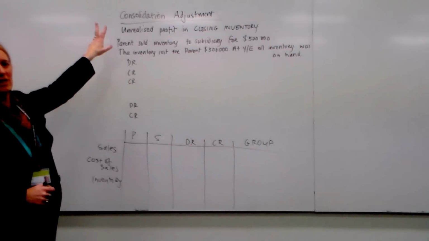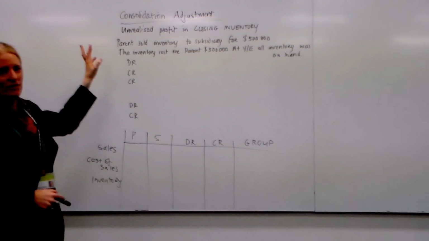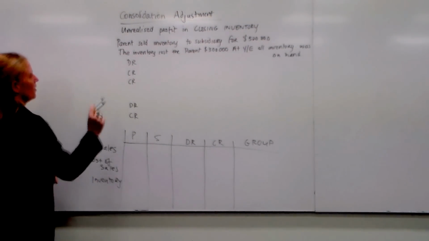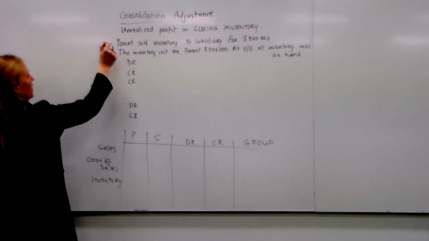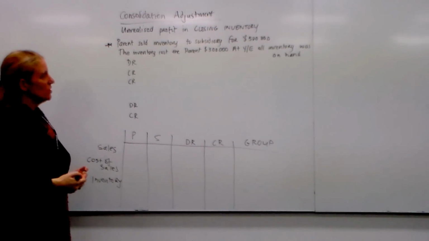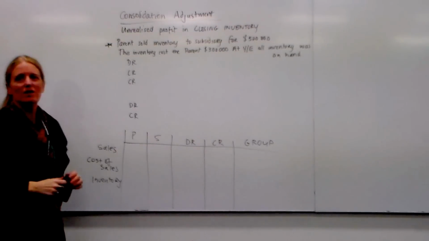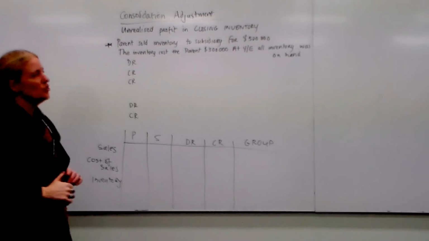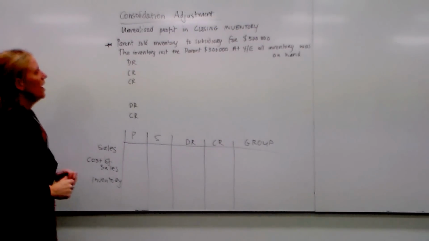Unrealized profit in closing inventory, and I'm going to do a very straightforward, simple exercise just to show the basics. Okay, so we've got an example which is: parent sold inventory to subsidiary for $500,000. The inventory cost the parent $300,000, and at year end all inventory is still on hand.